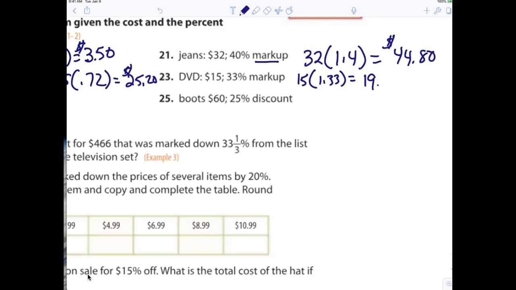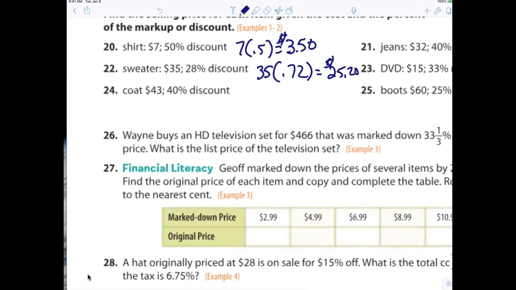How much? $19.95. Okay, $19.95. All right. Next, 24. Did I skip you? Go, Diesel. 24. Yes. Okay, so you do 43 times 0.60. And you get $25.80 or $25.08? $25.80.